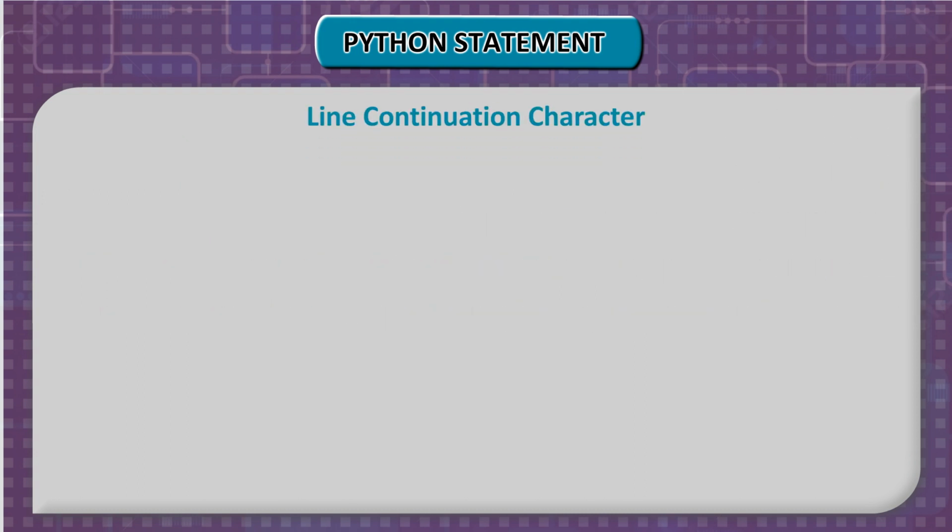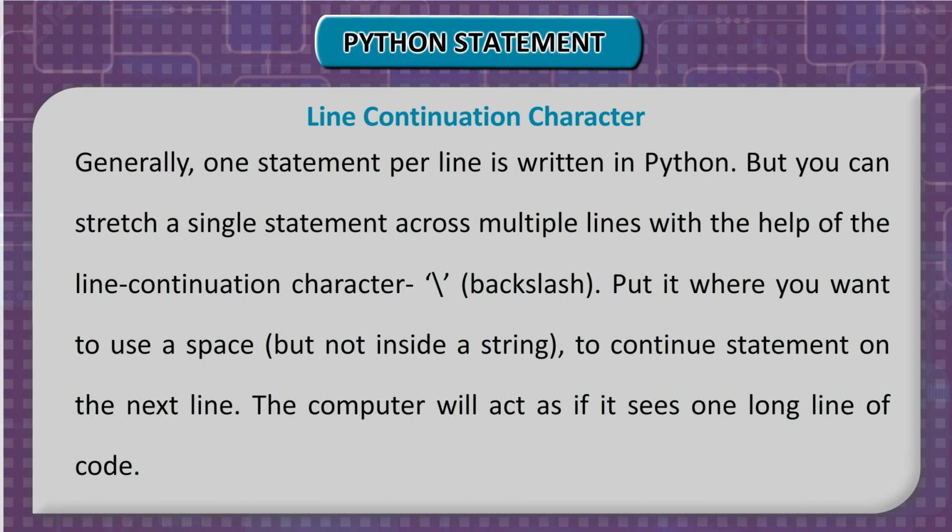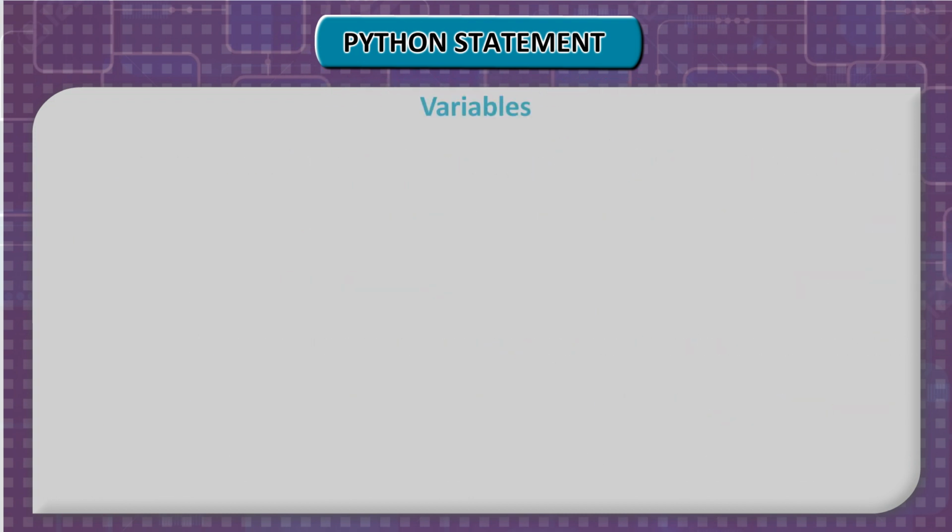Line continuation character. Generally, one statement per line is written in Python. But you can stretch a single statement across multiple lines with the help of the line continuation character, backslash. Put it where you want to use a space, but not inside a string, to continue the statement on the next line. The computer will act as if it sees one long line of code.